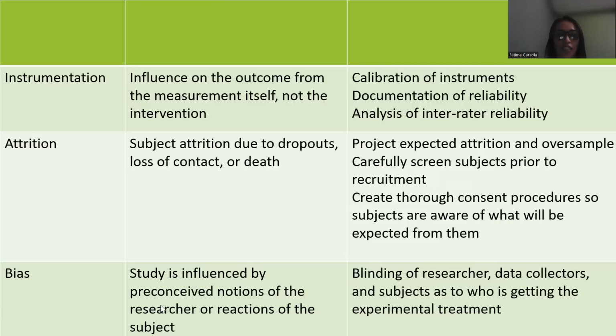Bias is when the study is influenced by preconceived notions of researchers or reactions of the subject. So use blinding of the researcher, data collectors, and subjects as to who is getting the experimental treatment.